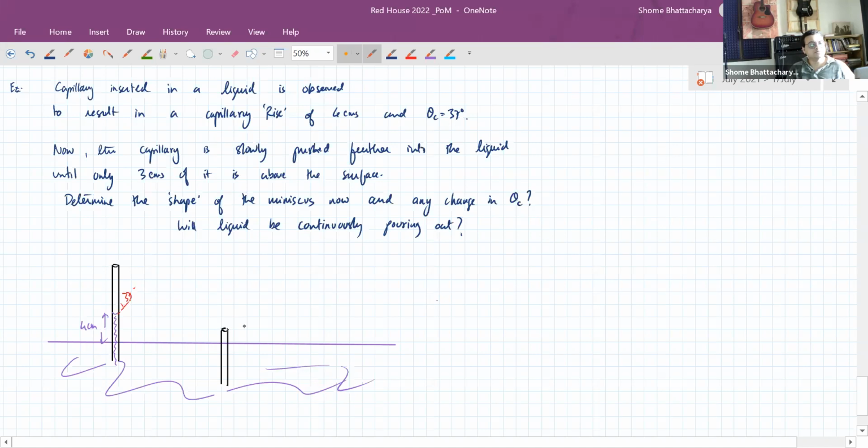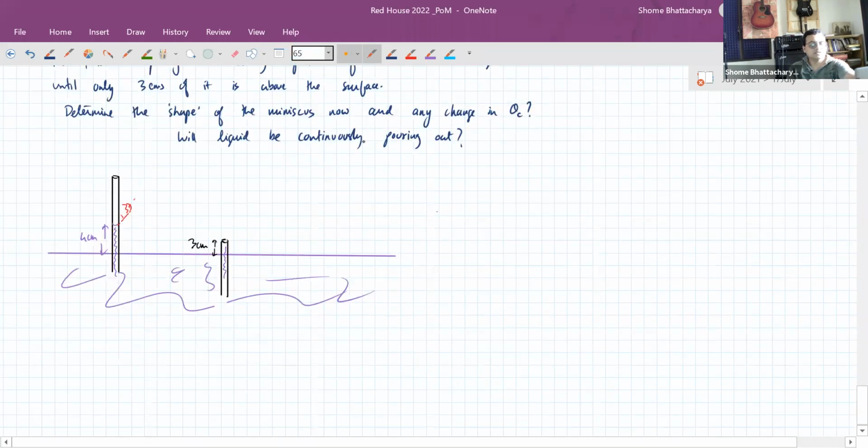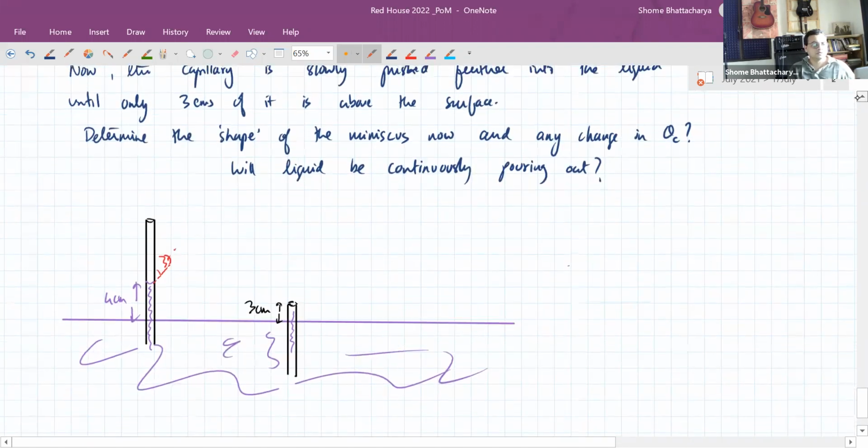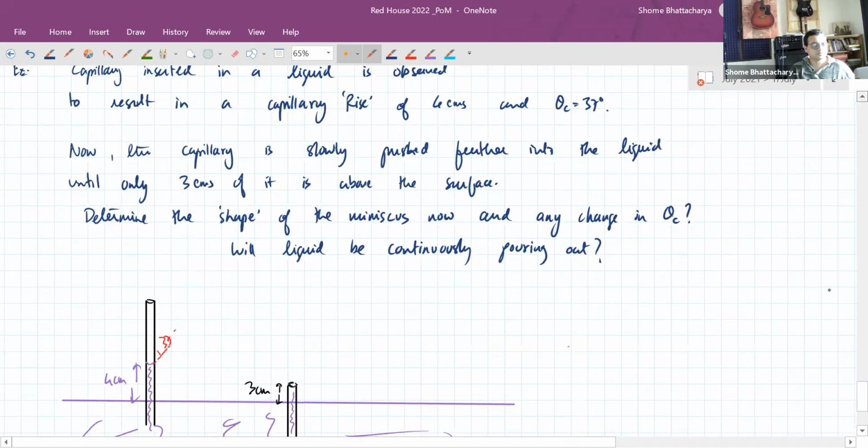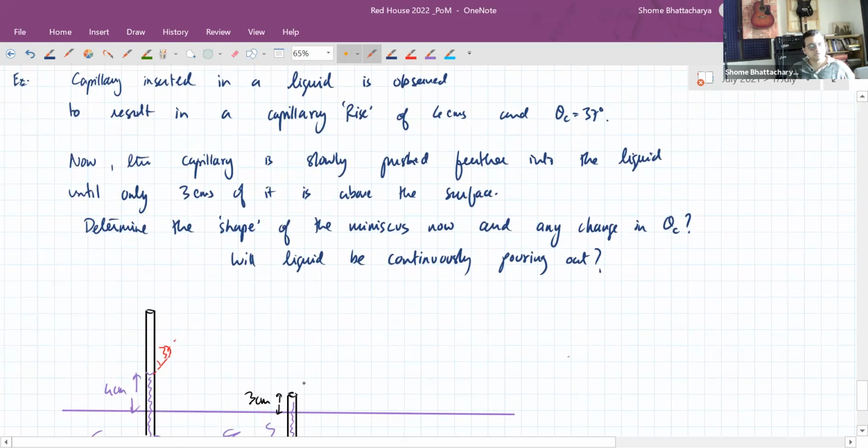Will the liquid be continuously pouring out? Will the shape of the meniscus change? Will the curvature of the meniscus change, or will it remain same? Will the contact angle change, etc.? All these things we have to see. Will liquid be continuously pouring out? So these are the things that we have to figure out in this situation. What happens here? This is a situation that is given to us. Just try out this question.